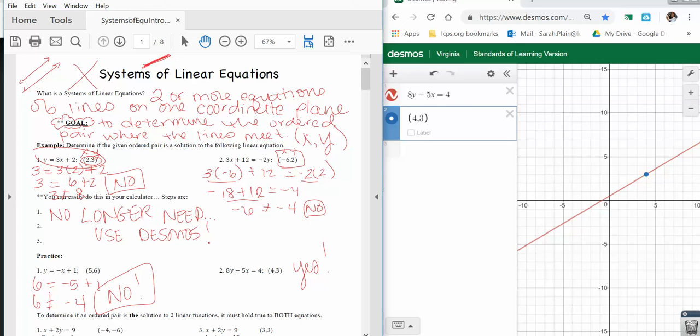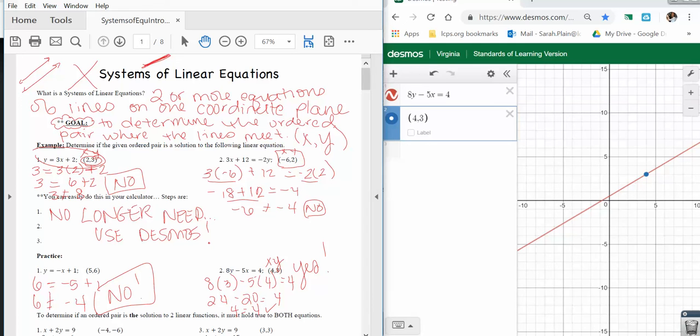If I do this the longer way, maybe it's not necessarily hard, I'm going to plug in 3 for y and 4 for x. So I get 24 minus 20. I want to know if that equals 4. 24 minus 20 is 4. Sure enough, that works. Okay?